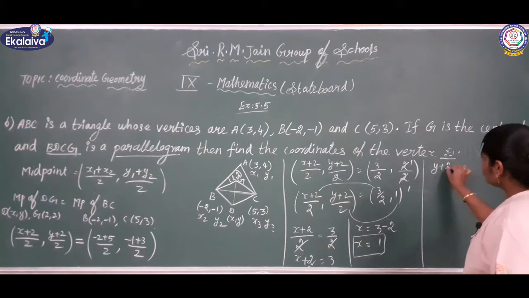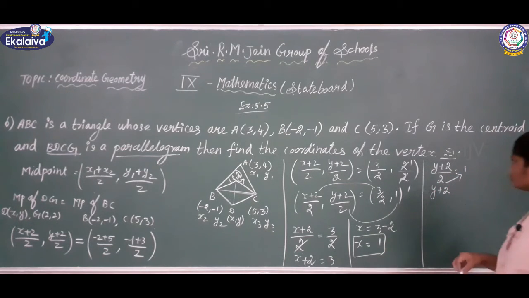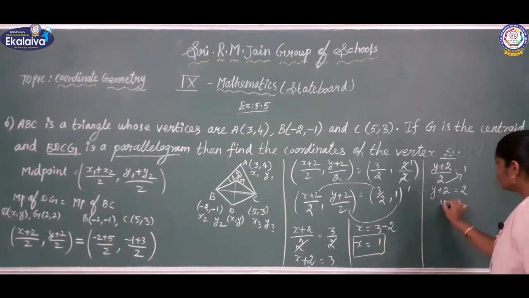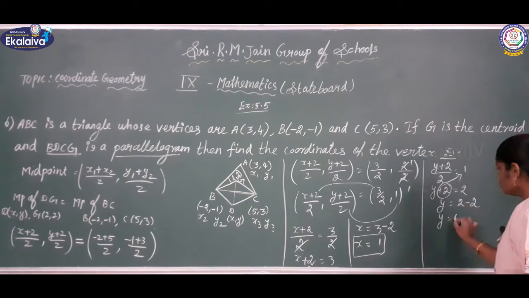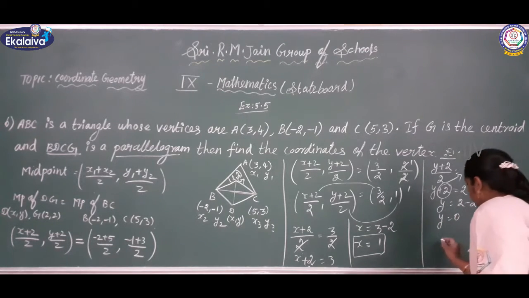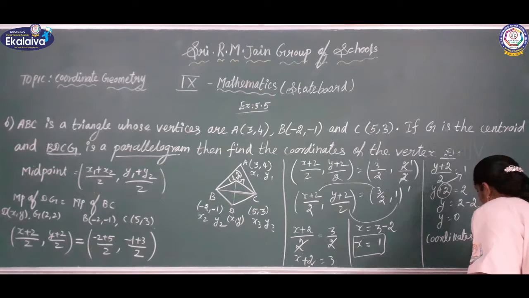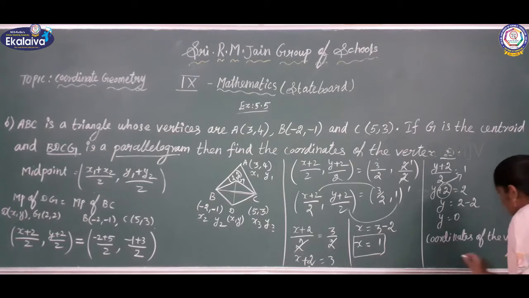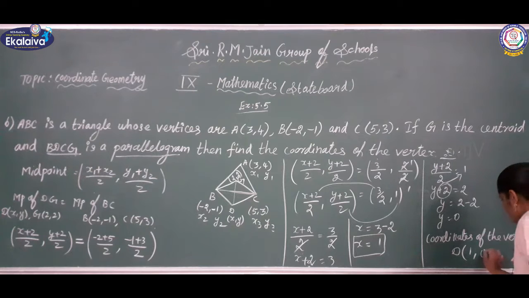Next we need to find the y coordinate. So (y plus 2) divided by 2 equal to 1. Y plus 2, cross multiply this, 2 ones are 2. Then y equal to 2, plus 2 will change to the other side as minus 2. So y equal to 0. So the coordinates of the vertex D of x comma y: here x value 1, y value 0. So the vertex of D is 1 comma 0. Is it clear, children?